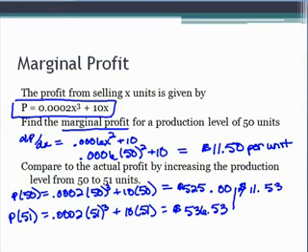So the actual profit, when we went from 50 to 51, we can use to approximate the marginal profit of 11.50 per unit when x is actually 50. So remember, this one is giving us the average, so it goes between 50 and 51, where this one is the instantaneous, or the actual one right at that point.